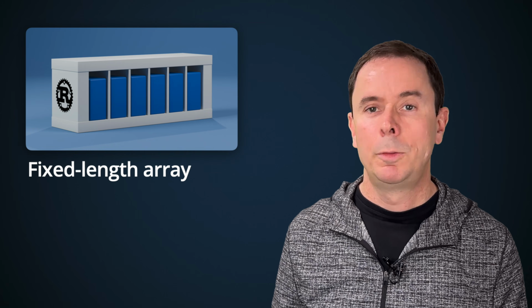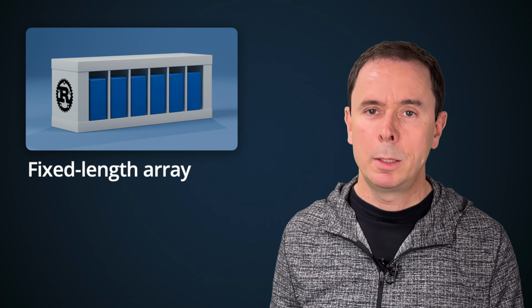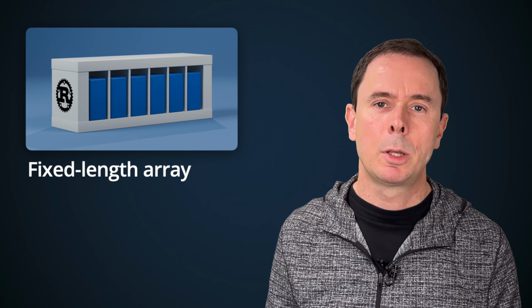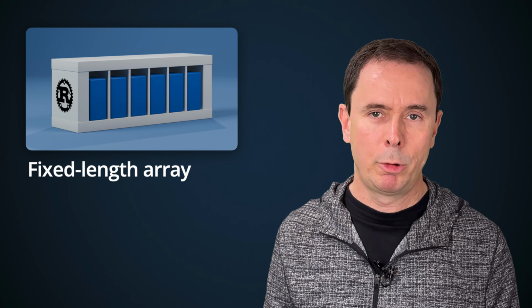The T is the element type, and the N after the semicolon is the number of elements. The length is part of the type, so the number of elements is fixed at compile time. If you have an instance of a fixed length array, then you definitely have that many elements, and the representation is just those elements next to each other in memory.